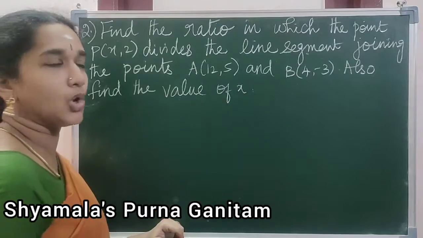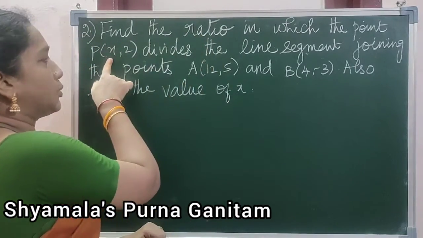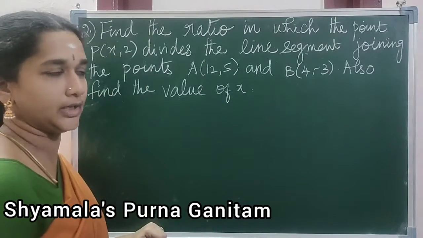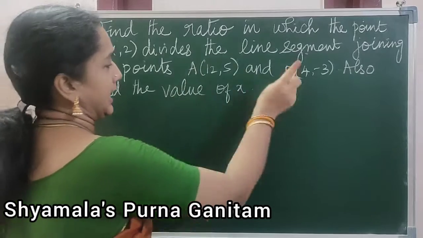Also find the value of x. So two things you are asked to find. One is the ratio and the other one is this missing point in the coordinate. Okay, so it is given that line segment AB is given.